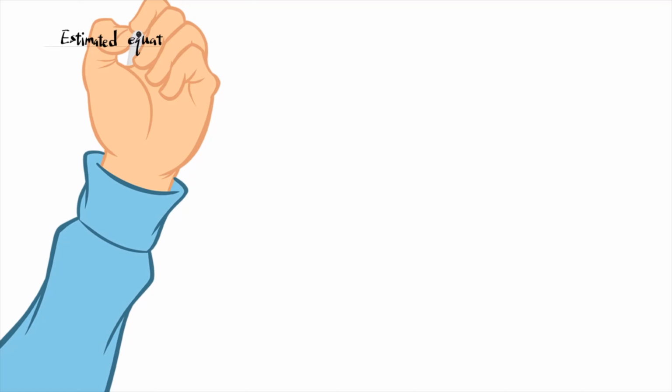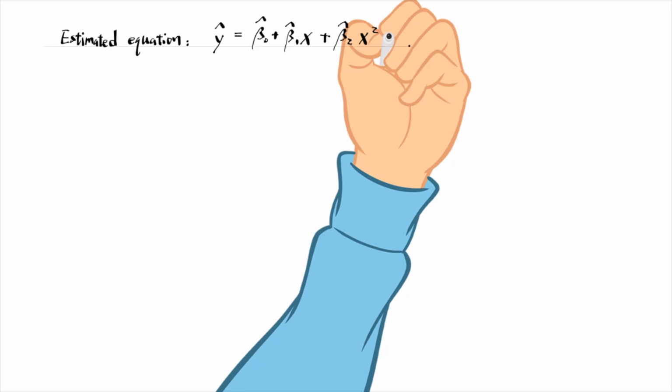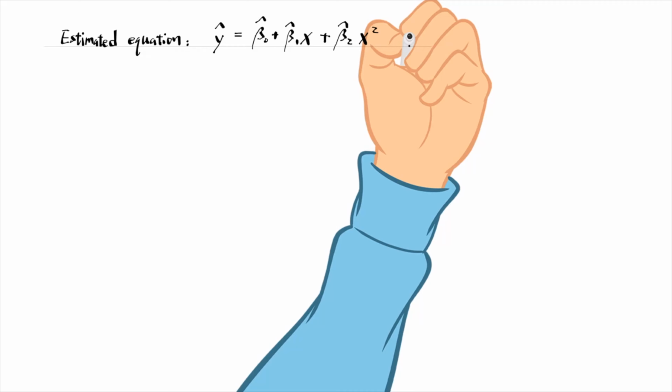Today we will explore the quadratic form of the explanatory variable in the model. Quadratic functions are often used in applied economics. For the model with only one explanatory variable x, the estimated equation with a quadratic form of x looks like this.